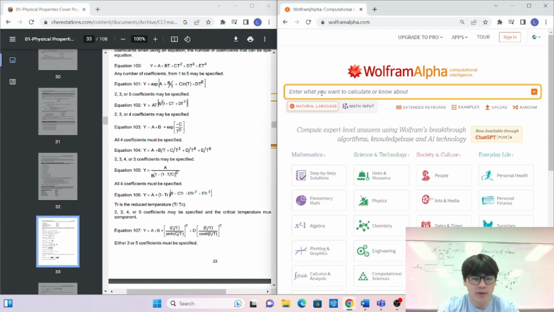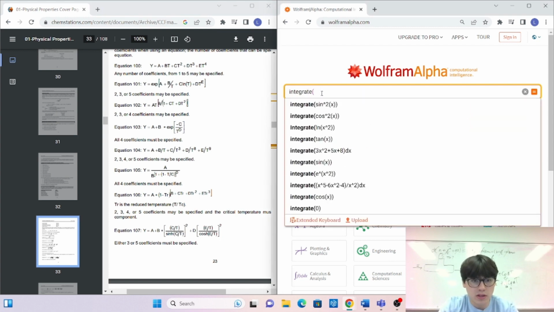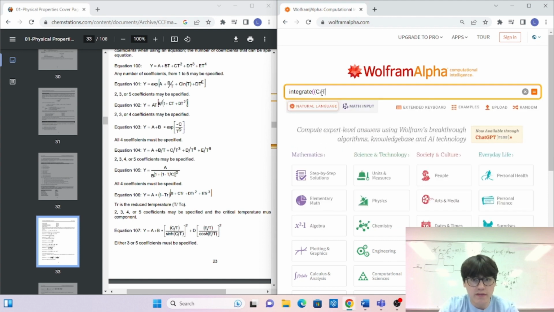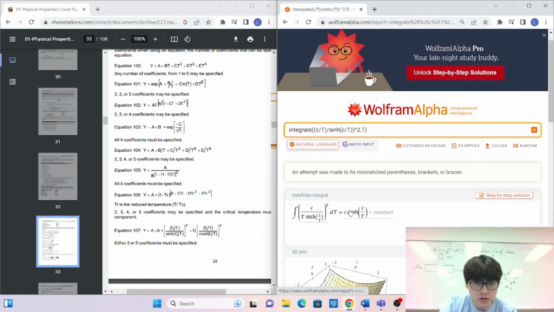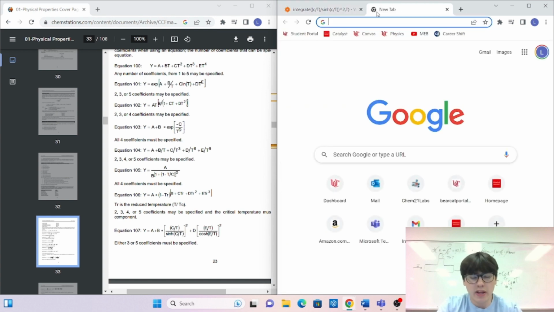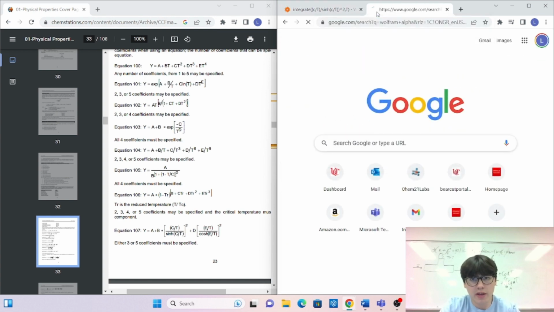So we'll go ahead and integrate the first term. It's going to be C divided by T, divided by the hyperbolic sine of C divided by T, and this is all going to be squared, to the power of 2. We want this dependent on temperature, so we'll let it know that, and we're going to integrate it. So we get that for the C term. And then we'll go ahead and integrate the other function. Open up Wolfram Alpha again.